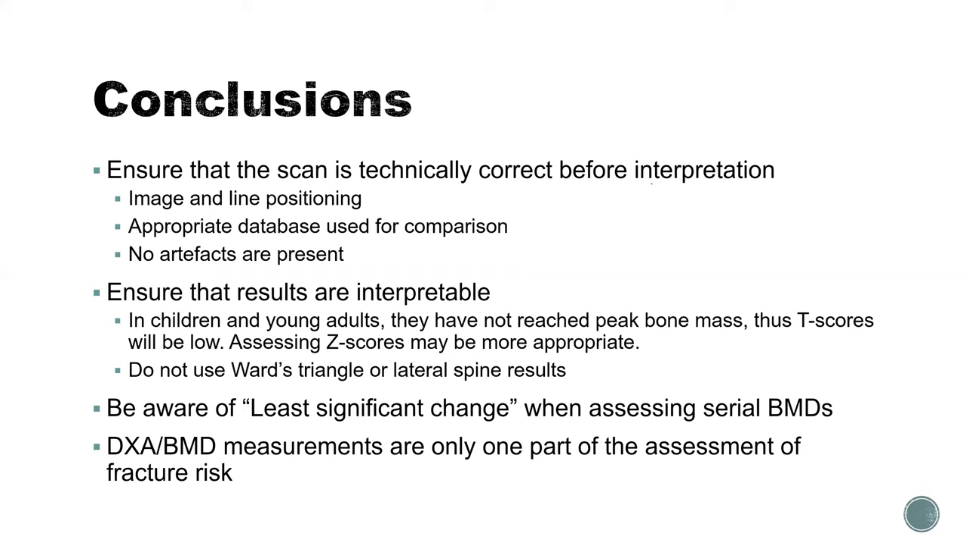The next is that you ensure the results are interpretable. In children and young adults who have not reached peak bone mass, the T-scores will be low, or may well be low, and assessing Z-scores may be more appropriate, bearing in mind that they're just lower than expected or higher than expected. And do not use Ward's triangle or lateral spine results. When assessing serial bone densities, be aware of the least significant change. So when you calculate it out, just be a little bit aware.